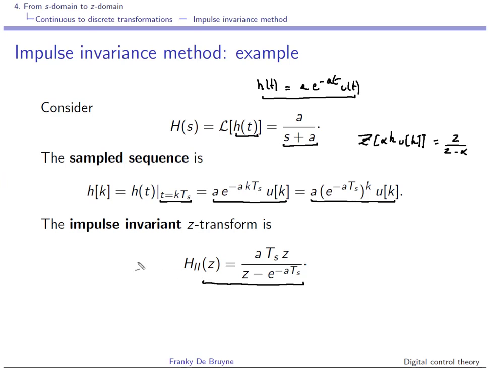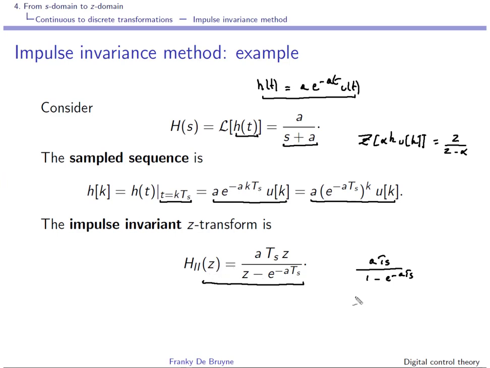So this is the impulse invariant equivalent discrete time description of this system over here. Notice that the static gain over here is 1 over exponential of minus aTs. You remember that the static gain in discrete time is obtained by replacing z by 1.